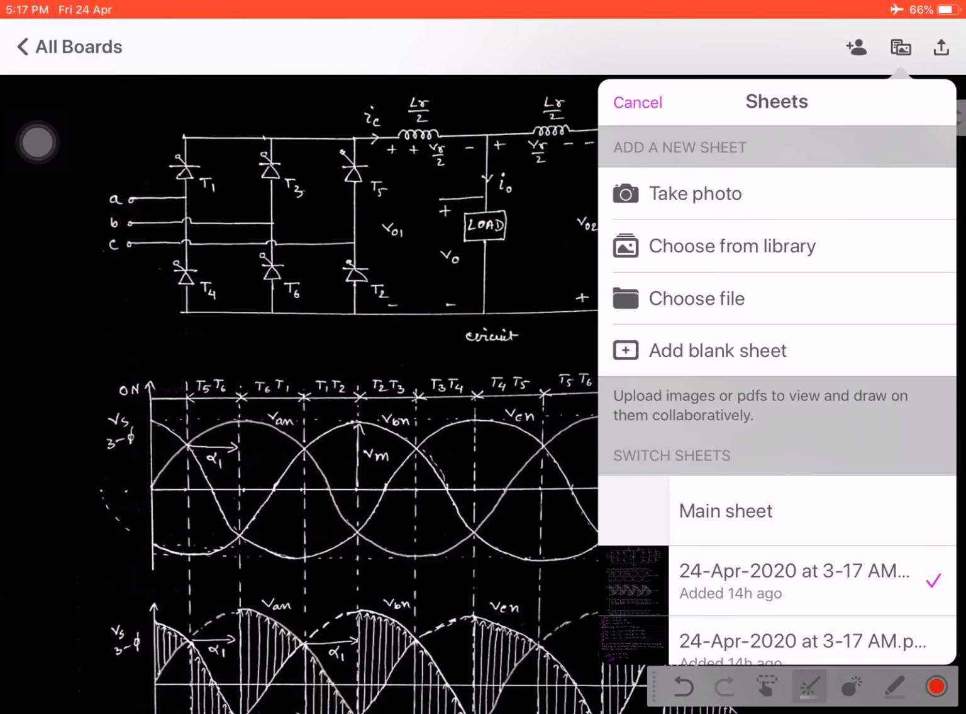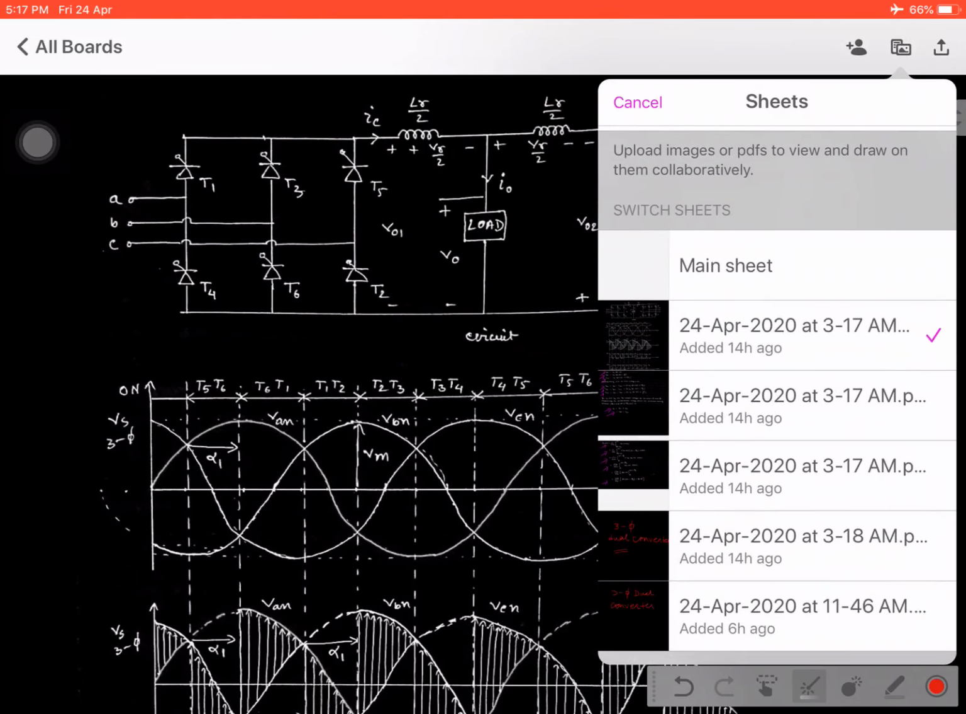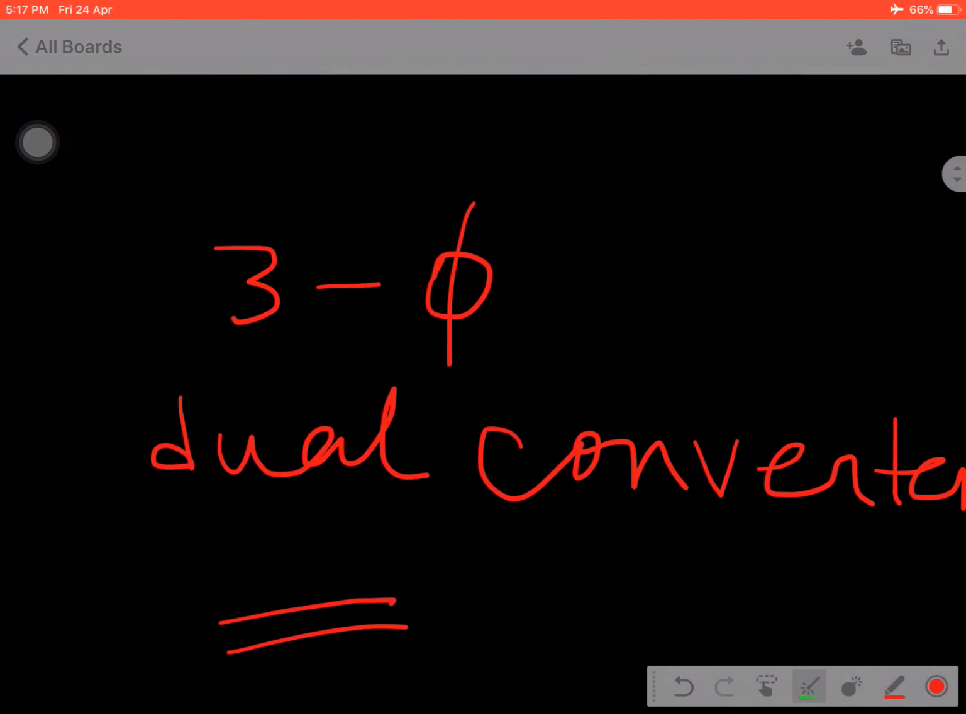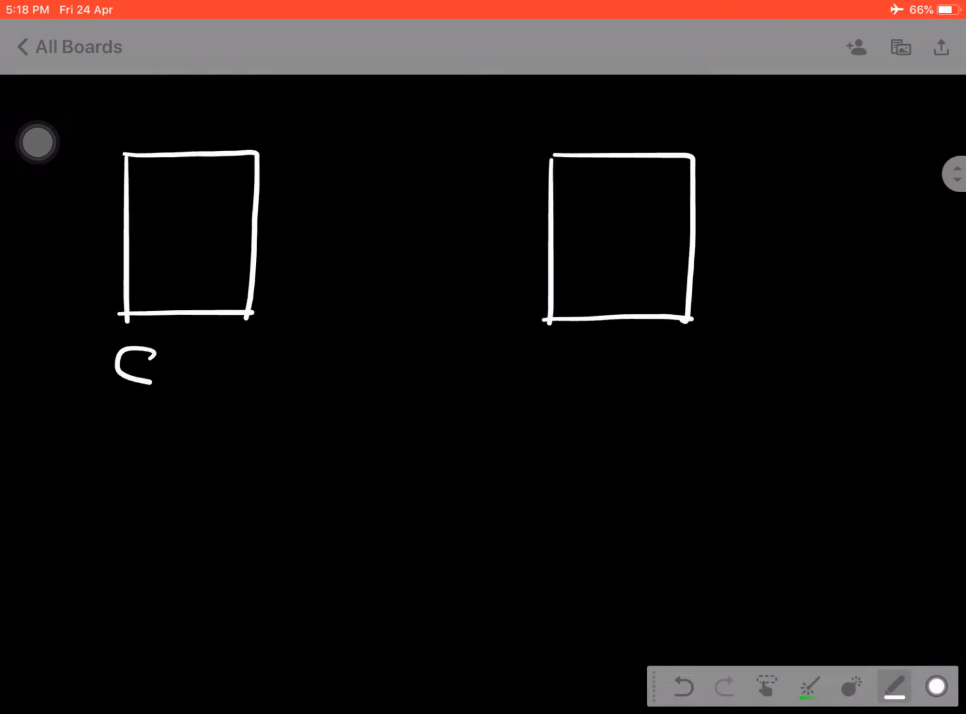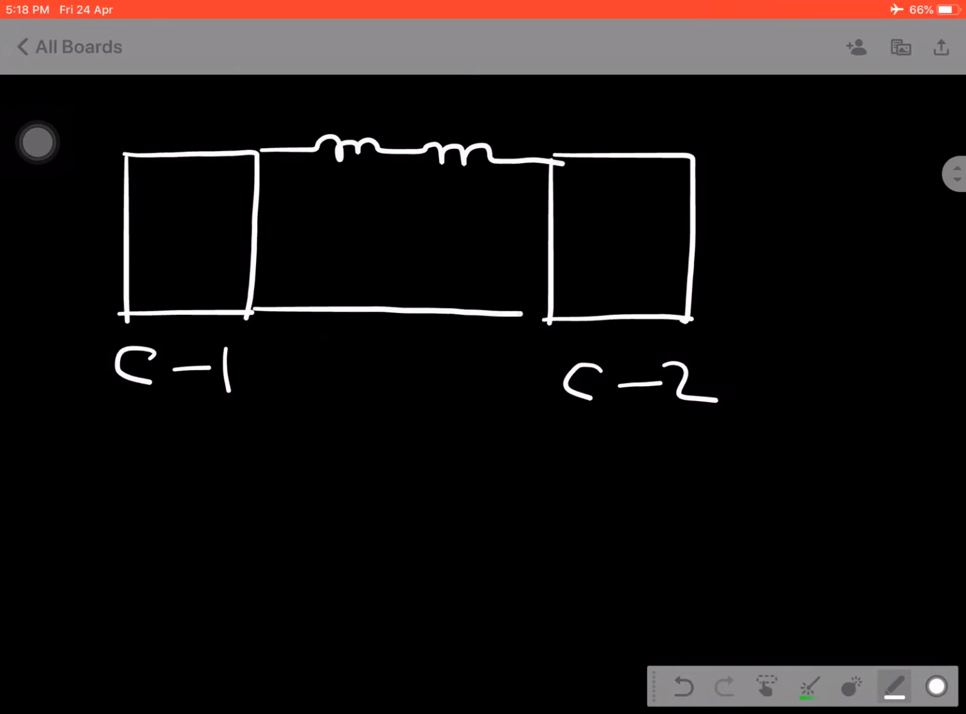I am going to explain it in brief. Suppose we consider two converters here: converter 1 and converter 2, a reactor, and a load. We are applying a drive load here, or any DC motor.